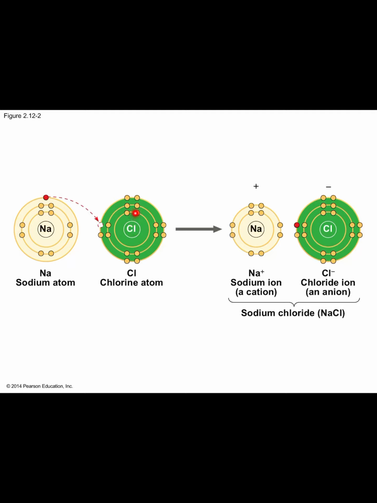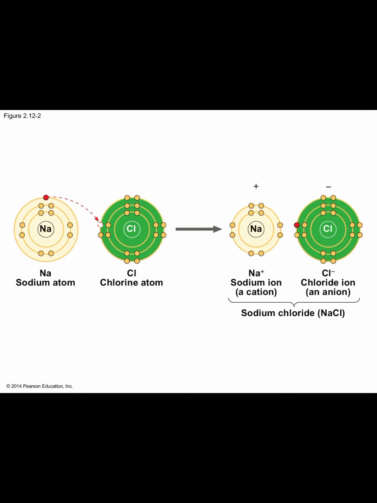Chlorine has an atomic number of 17. 2 in the first shell, 2, 4, 6, 8 in the second, that's 10, 7 in the third. So its third shell, outermost shell, valence shell, is almost complete. Just needs 1 electron. Well, go back to sodium.